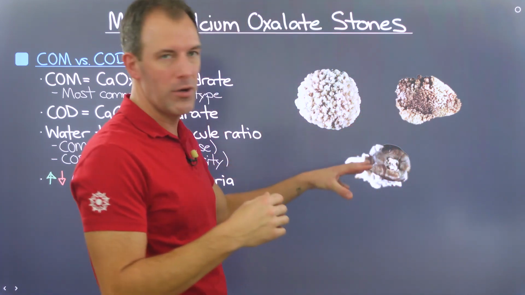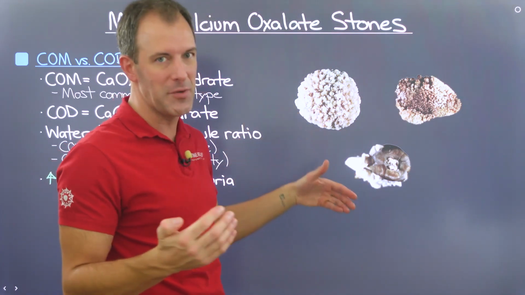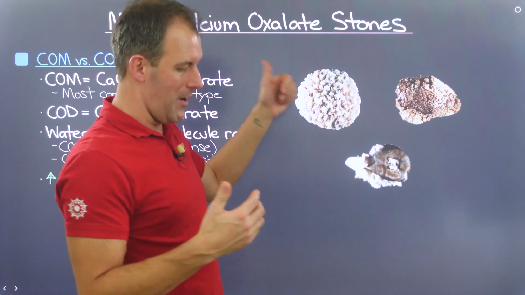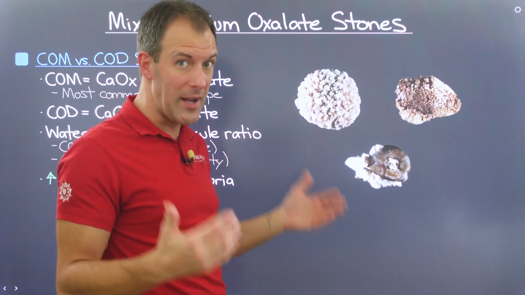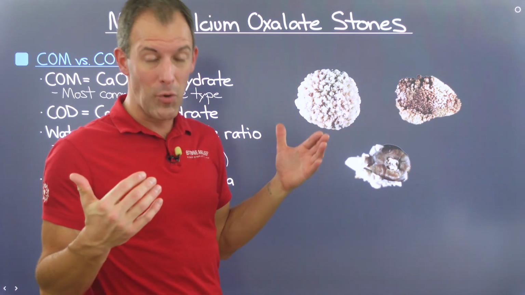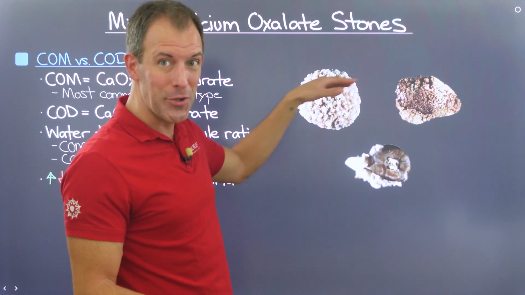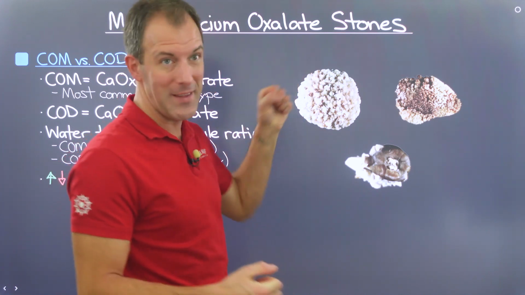And they look like combinations. This stone type here is very similar to, as we'll talk about in a second, the most common calcium oxalate dihydrate stone, which is kind of spiky, and also has some common elements of the most common calcium oxalate monohydrate stone as well: its circular shape and its inside.